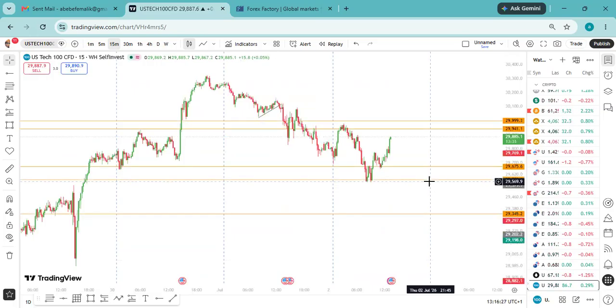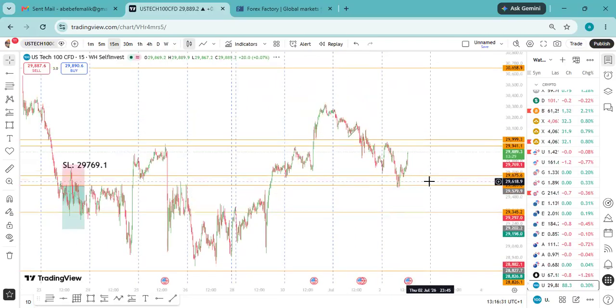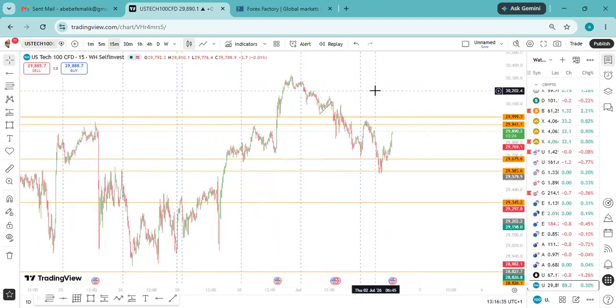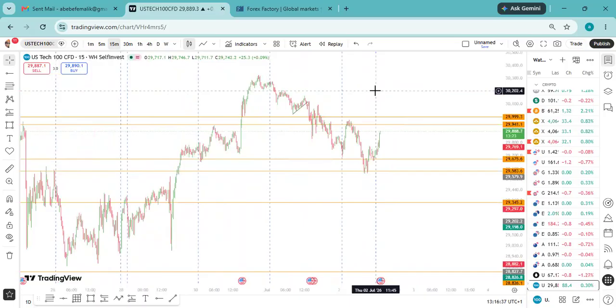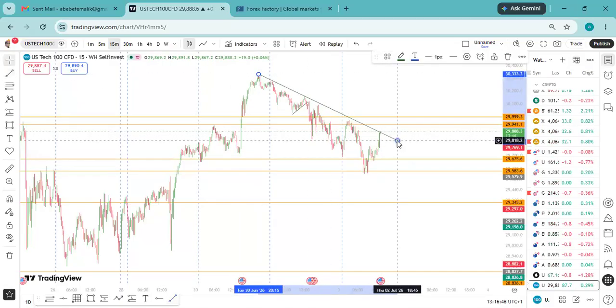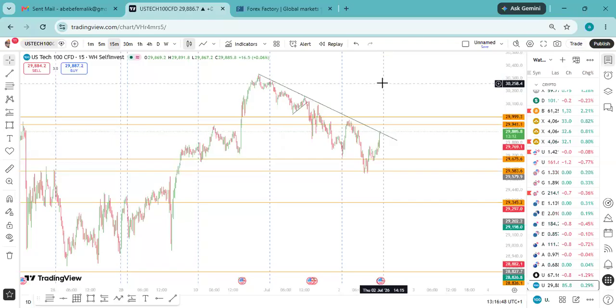To an extent, this news doesn't really affect the market, if I'm not mistaken. I'm not too certain it really affects it. But from the structure of the market, let me see. From the structure of the market, we have this channel, right? So we'll just watch to see how the market reacts to that.